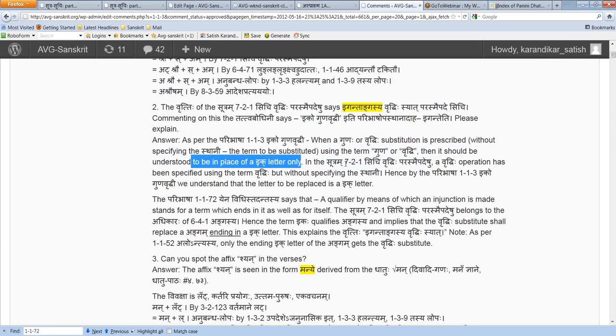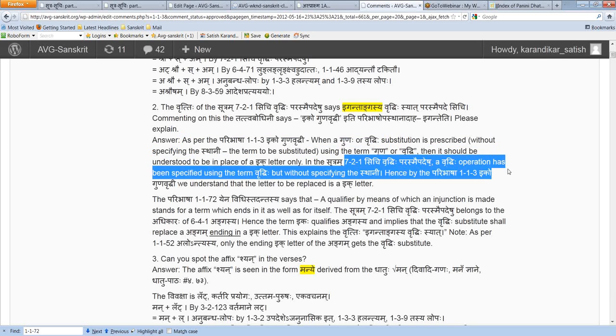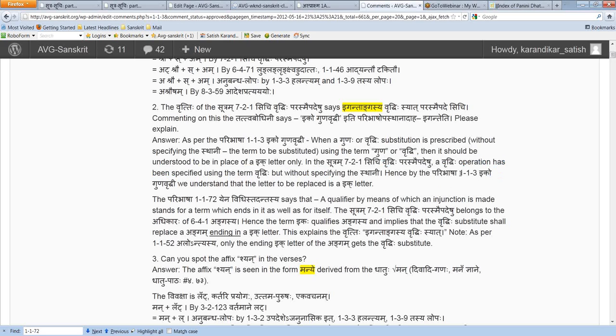So in Sichi Vriddhi Parasmai Padeshu, a vriddhi operation has been specified using the term vriddhi, but without specifying the sthani. Hence we say the paribhasha iko guna vriddhi comes. That's what is meant by iko guna vriddhi iti paribhasha upasthanad. Upasthana means it comes into play, it presents itself, it exerts its force.